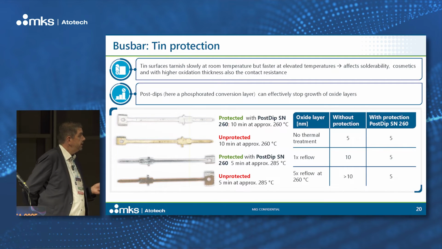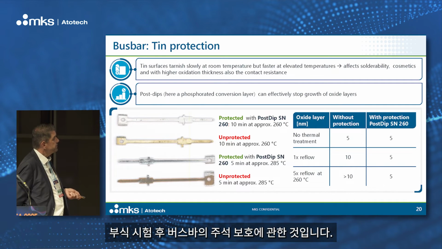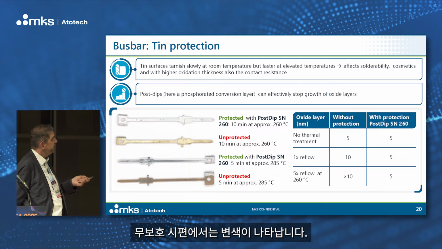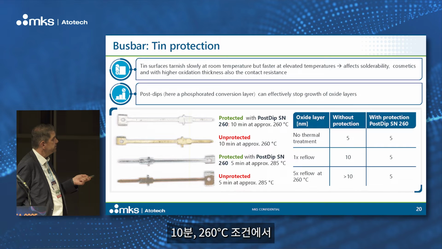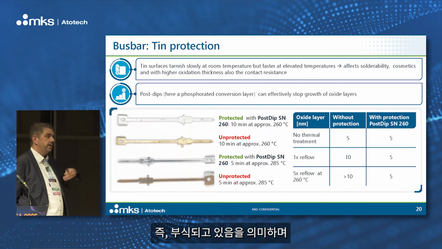Yes, some tests you see here. So this is for tin protection on bus bars, some bus bars after corrosion testing. Here we have a protected tin, or these green ones, they are protected. And if we have unprotected, you see this discoloration. After 10 minutes at 260 degrees, it's discoloring. If we go to almost 305 minutes, you see it's discoloring. And with this, you see the tin itself is oxidizing, meaning it's corroding.